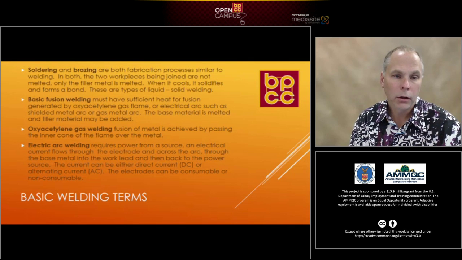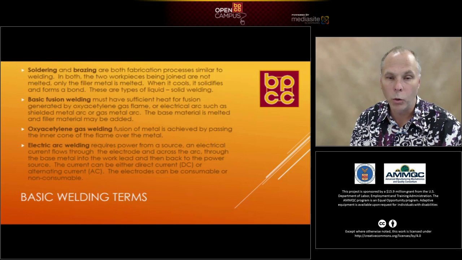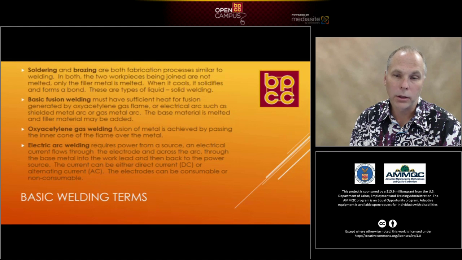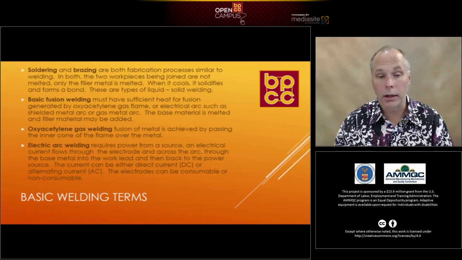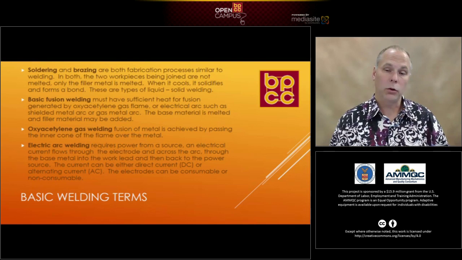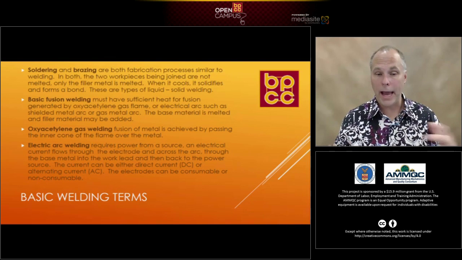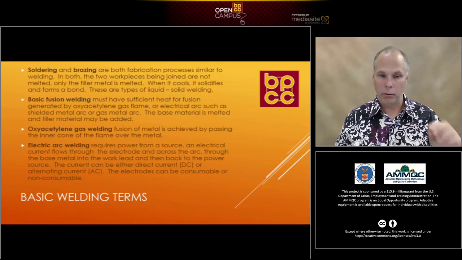Basic terms in welding. Soldering and brazing are both fabrication processes similar to welding, and in both of the two, the work pieces being joined are not melted. Only a filament material is melted, and then when it cools, it solidifies and forms a bond. These types are liquid or liquid/solid welding. Basic fusion welding must have sufficient heat for fusion, generated by an oxyacetylene gas flame or an electrical arc, such as a shielded metal arc or a gas arc. You have a base metal that is actually melted and a filament material may be added.